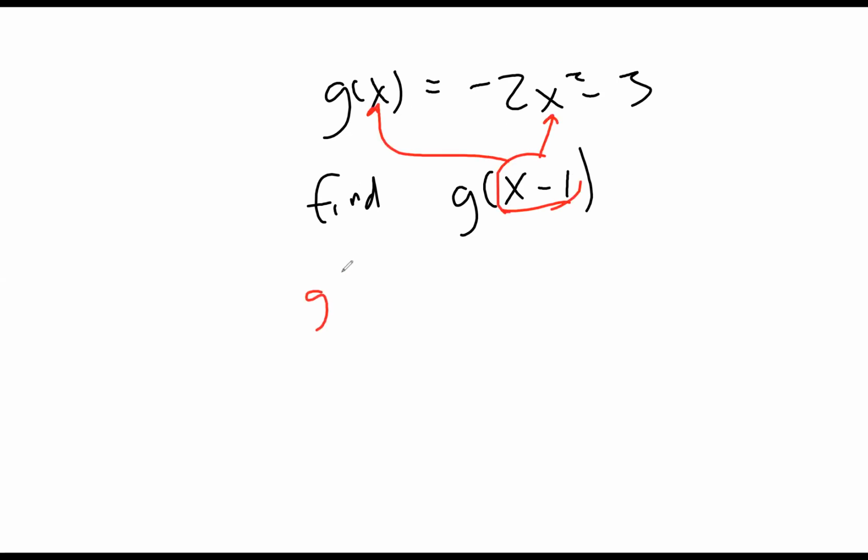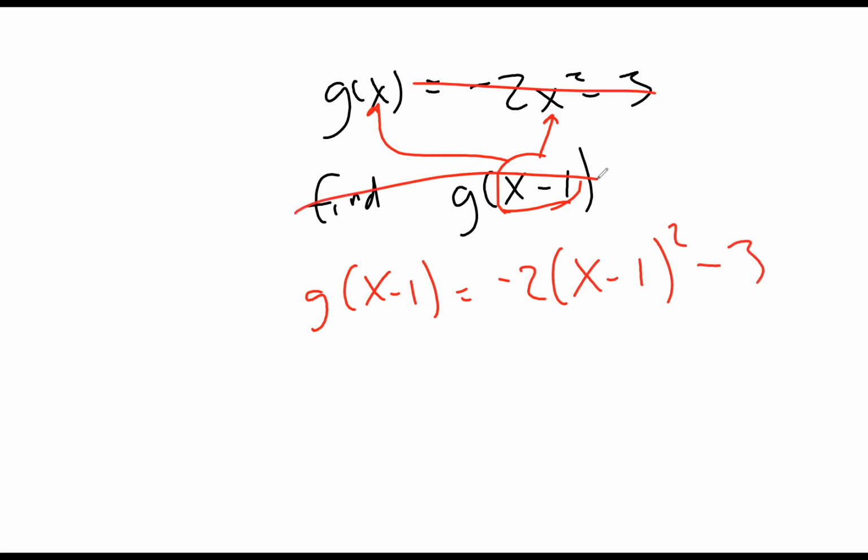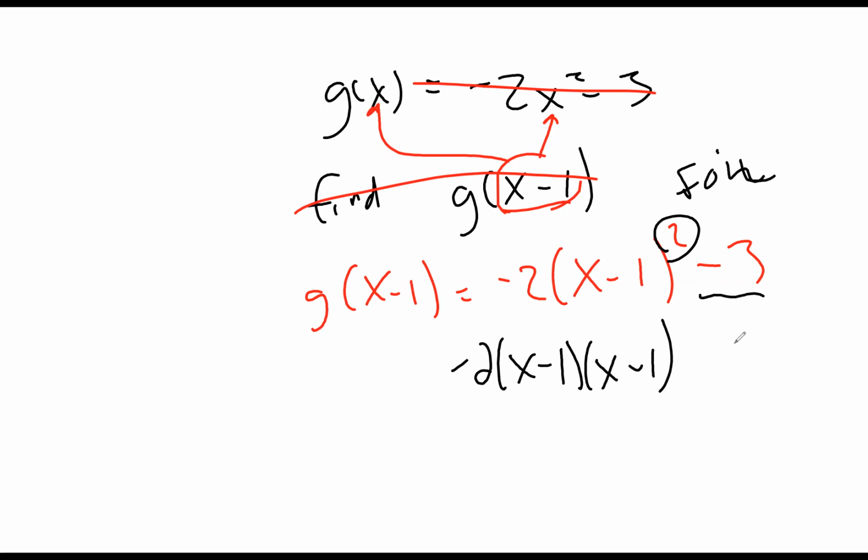And so I'm going to rewrite this as g of x minus 1 equals -2 times x minus 1, that whole thing squared, minus 3. For the time being, I don't really care about these other parts anymore. I'm focusing on this one. Because this is being squared, what's the first thing I'm going to have to do here? FOIL. Yeah, FOIL. So my -2 just hangs out. This is going to become x minus 1 times x minus 1. This little minus 3 just hangs out.